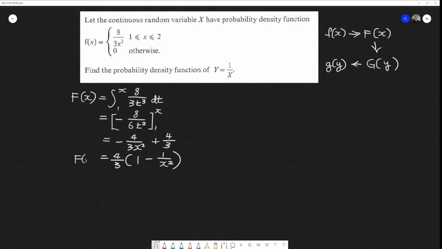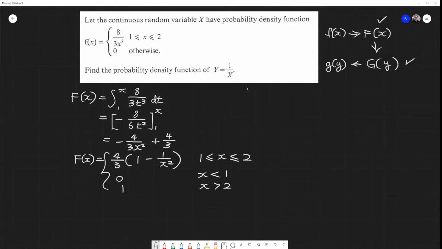So this is my Fx, but I should try to define it fully. So let me just move this here a bit. I'm going to say it's defined from 1 to 2, and it's going to be 0 when x is less than 1, and 1 when x is greater than 2. Okay, so this is done. Next we have to work this out.